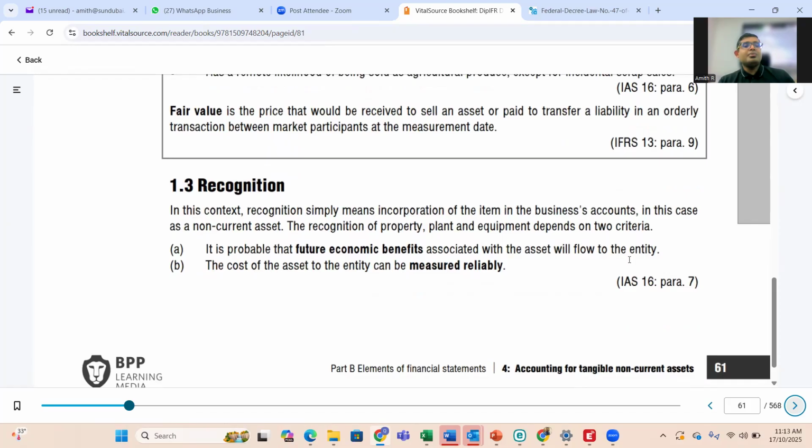Let's say I bought an iPhone, but it is not working. Even though it satisfies the definition of a PPE, it does not have any future economic benefits for you. The second criterion is that the cost of the asset can be measured reliably. Then only will you recognize it as a PPE.